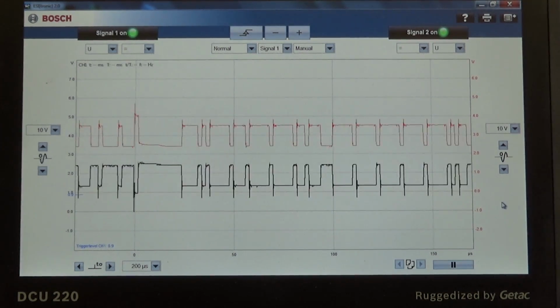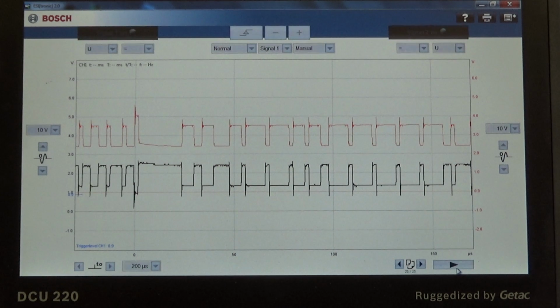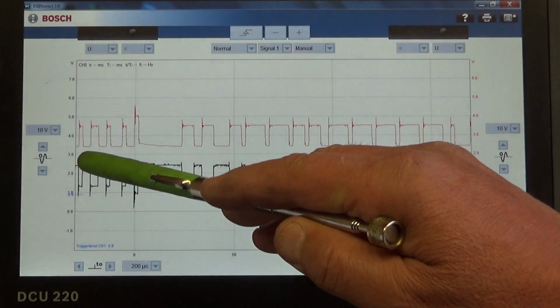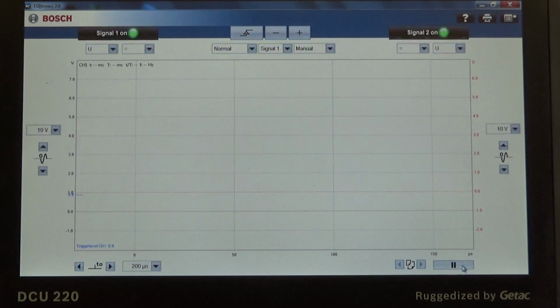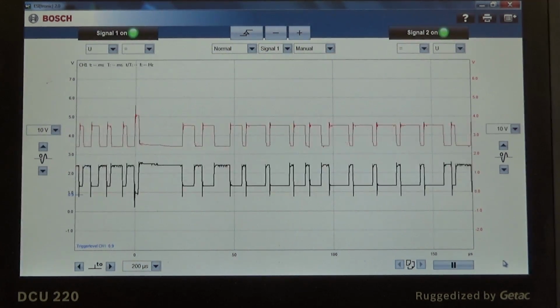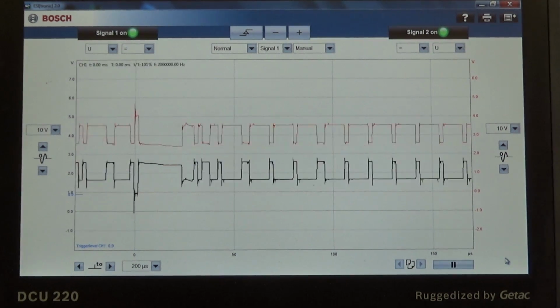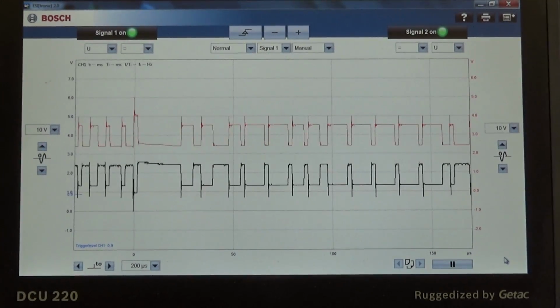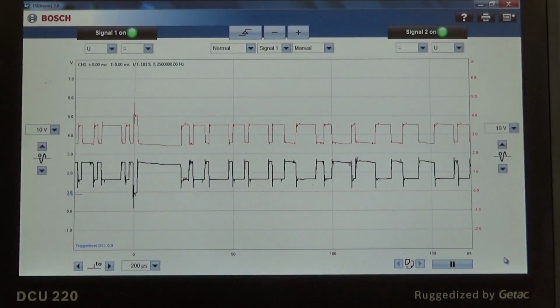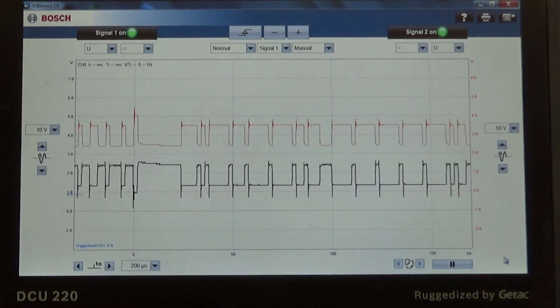Right, and what you can see, if I just pause it, is that CAN high is going from about 2.5 volts to 3.5 volts, and CAN low is going from 1.5 volts to 2.5 volts on the scope. And all they are is they're mirroring each other. So we'll leave that running now, and let's see what happens when I disconnect the engine ECU and we lose one of our terminating resistors. So I'll leave you focused on the screen and I'll just go and unplug the engine ECU.